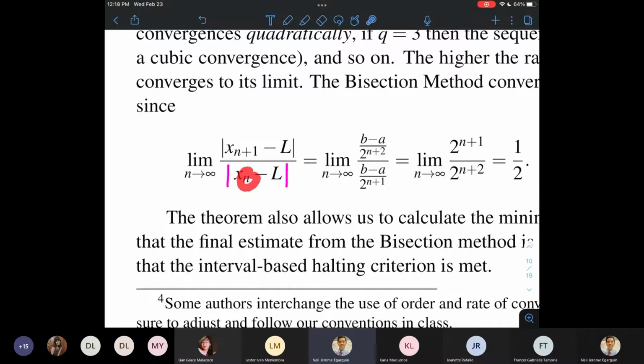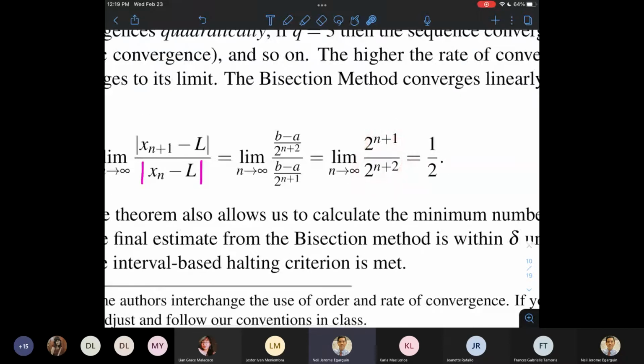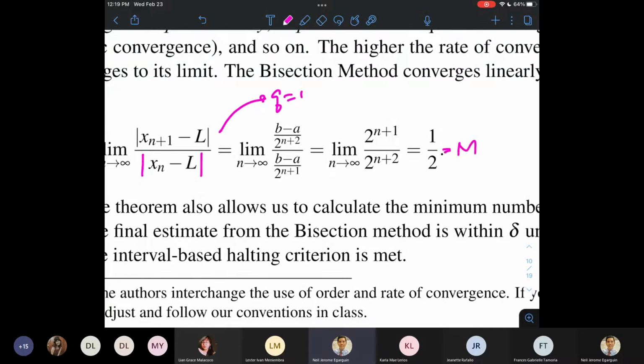On the nth step, the error is b minus a all over 2 to the power n plus 1. Then you do your algebra, you'll get this guy. Simplify further, you'll get 1/2. And again, we're lucky because at the first try, we have seen that the limit is a non-zero constant. So here we found out that q equals 1, and we have m equals 1/2, which is less than 1. So in this case, we can conclude that the bisection method converges linearly.